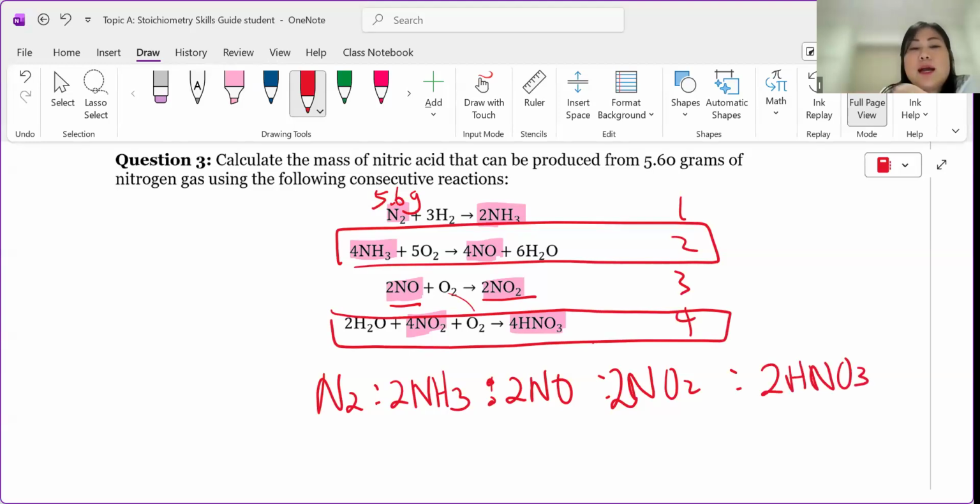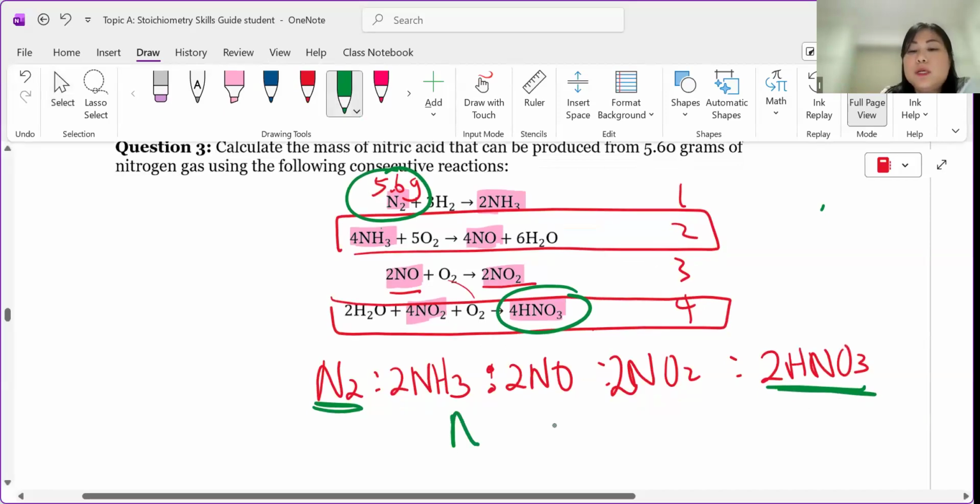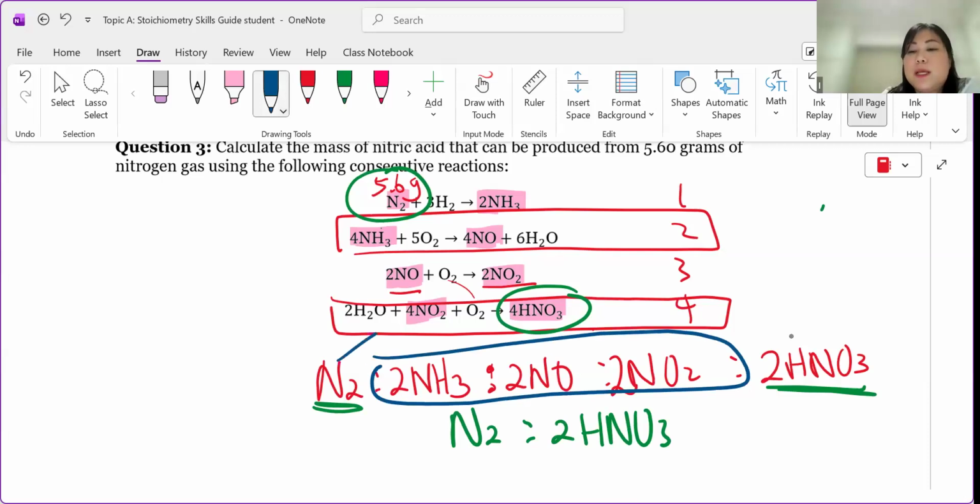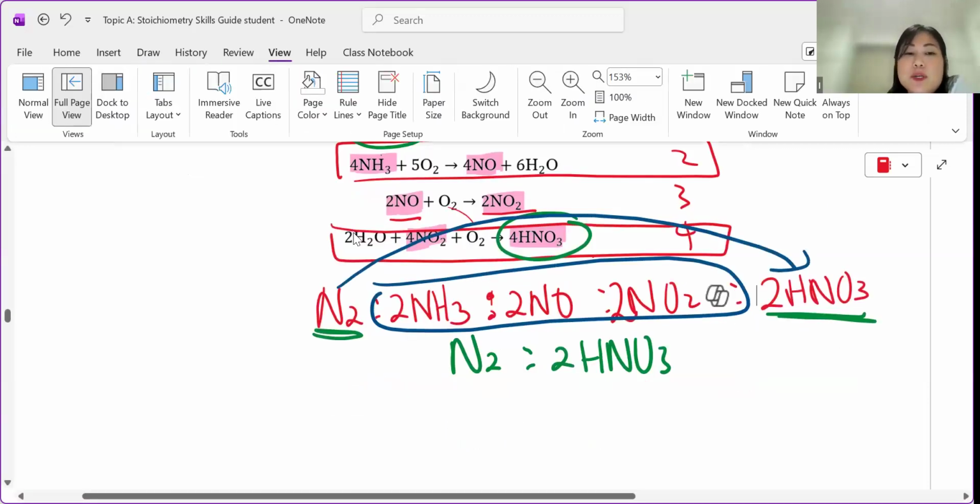Right? So remember at the start, I wanted the shortcut. I want to straight away link this to this and make it easier, bypassing all the steps. So can you see the mole ratio of N2 to HNO3? You can see N2, you can see HNO3. So the mole ratio is 1 N2 to 2 HNO3. So instead of calculating all the intermediate steps, we bypass all of them and straight away link this to that. Okay, so with that, let's try to solve question 3.